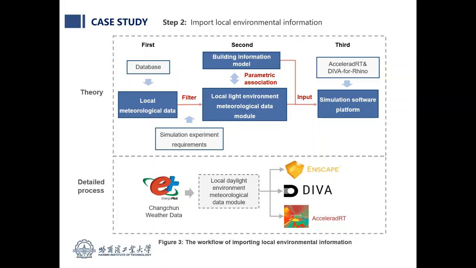Secondly, importing the local environmental information to establish the simulation software platform, retrieve and filter the local meteorological data in the simulated experimental area from the database to establish a local daylight environment meteorological data module. Establish a parameterized relationship between the local daylighting environment weather data module and the building information model through data port association. Then import the integrated data of the module to the simulation software platform.